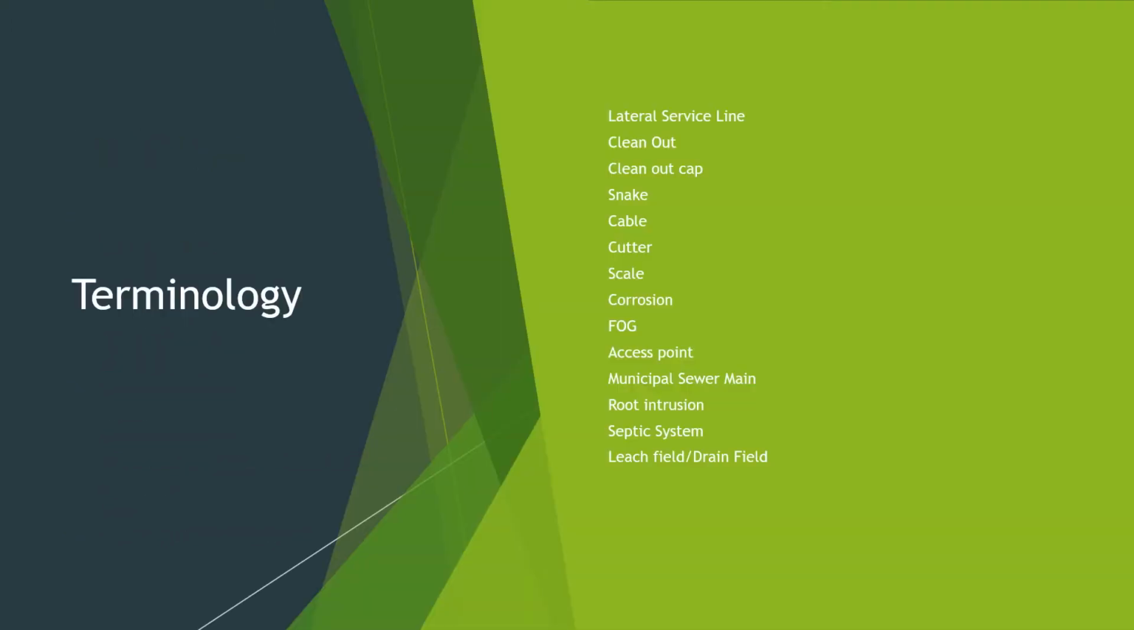Terminology that you will be needing to be aware of. Lateral service line. This is also called the main drain line by most homeowners. Cleanout, cleanout cap, snake, cable, cutter, scale, corrosion, FOG, access point, municipal sewer main, root intrusion, septic system, septic tank, leach field, drain field.